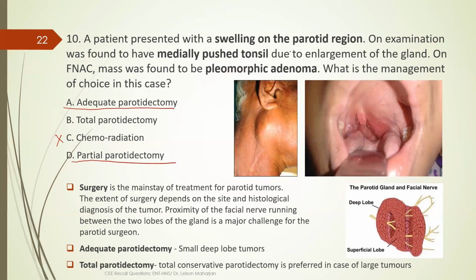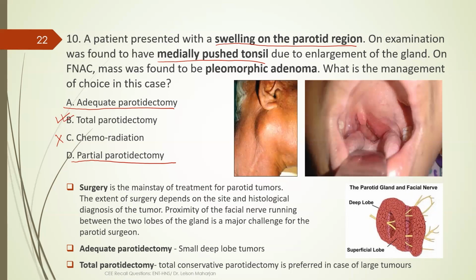As the description says, the swelling is seen in the parotid region, and it is also causing medial displacement of the tonsil. That means the tumor is involving both the superficial and deep lobe, and the tumor is huge. So to access the deep lobe, we have to do a total parotidectomy. So the answer is B.